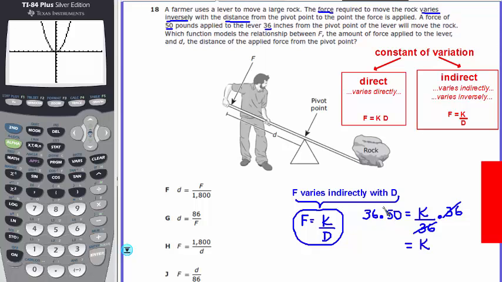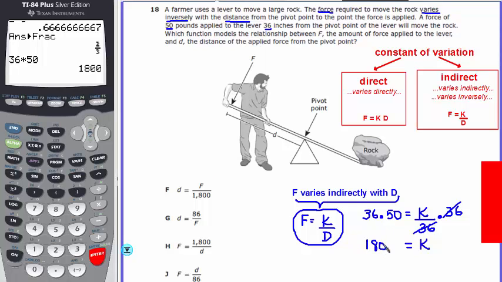And if I multiply 36 times 50, using the calculator here, 36 times 50 equals 1800. Okay, so basically we found our constant of variation. That means let's go back to this formula. The formula is F equals K over distance, and the K is going to be 1800. So we can see that the right answer is letter H.